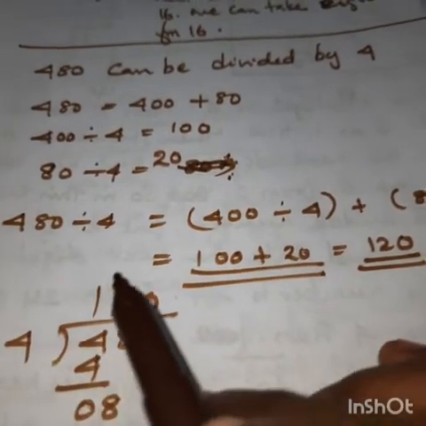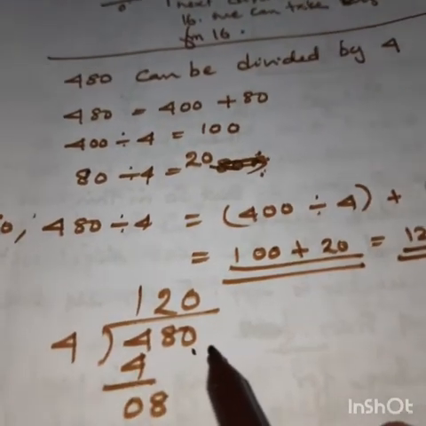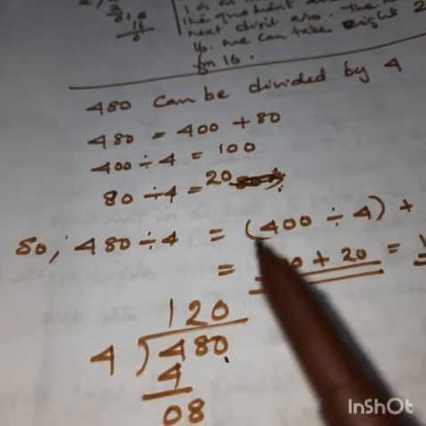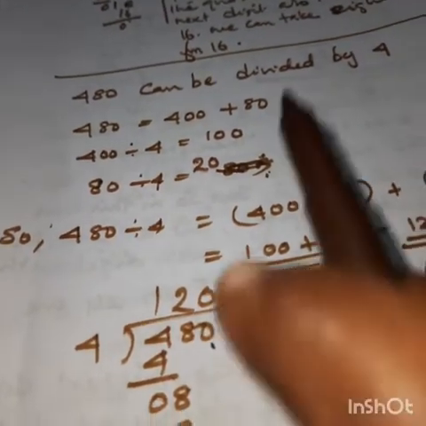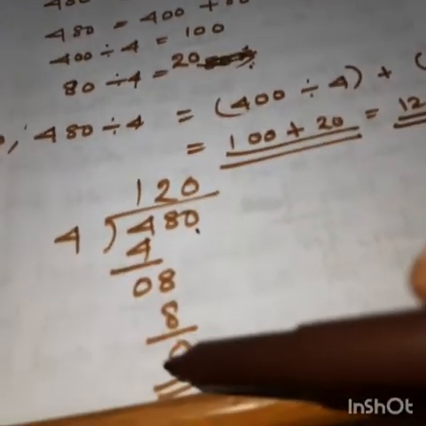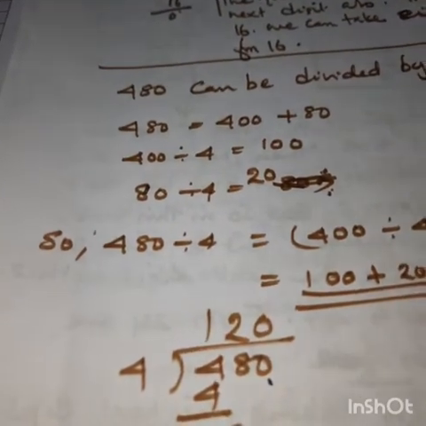That is 120 is the answer, not 12. We cannot ignore this 0. Put that 0 in the quotient. 0 is in the last digit and there is no other number after 0, then the remainder is also 0. Therefore, put the 0 in the quotient.